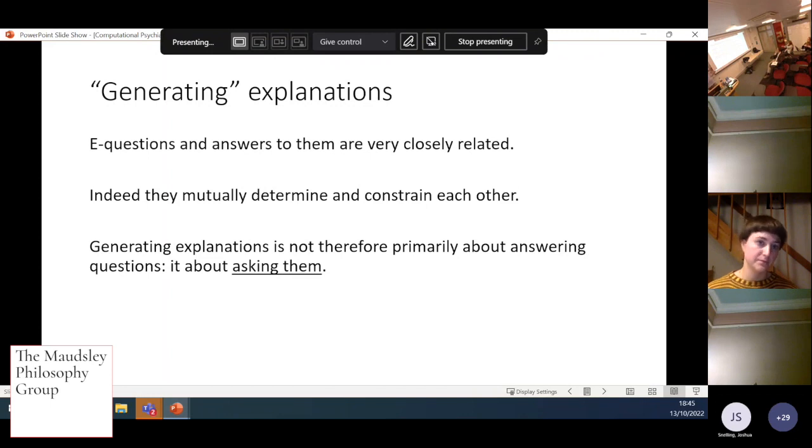So what is this process of generating explanations? Explanation-demanding questions and the answers to them are very closely related. In fact, they mutually determine and constrain each other. With the birds flying south and things like that, one of the ways in which you get purchase on what the question means is what a good answer to that question would be. So they're internally related. But what this means is that generating explanations is not primarily about answering questions, it's about asking the right questions.